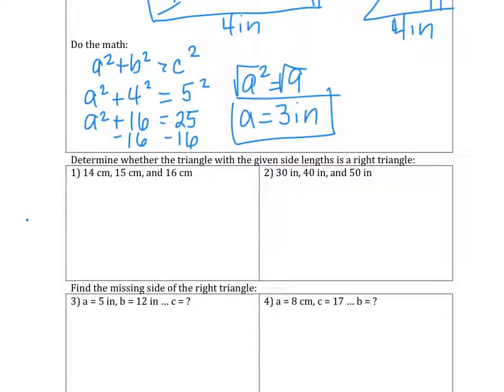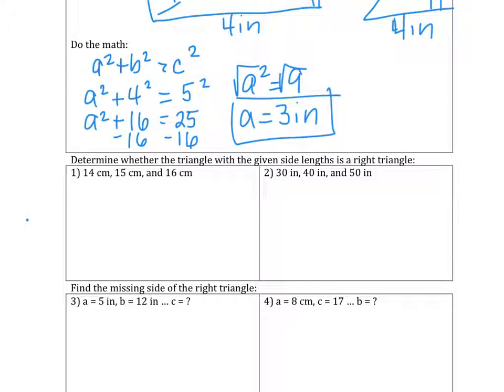Now we're going to determine whether the triangle with the given side lengths is a right triangle. So they're going to give us three lengths of the triangle, and we have to determine if it's a right triangle. The way that we'd do that is we'd see if it fits the Pythagorean theorem. So let's go ahead and do that.